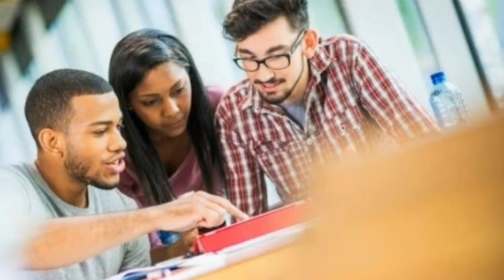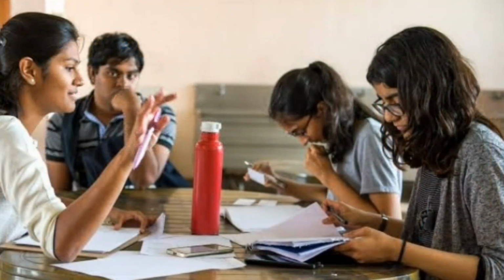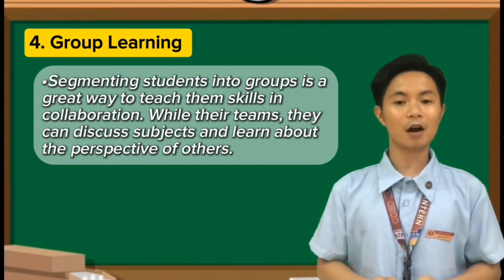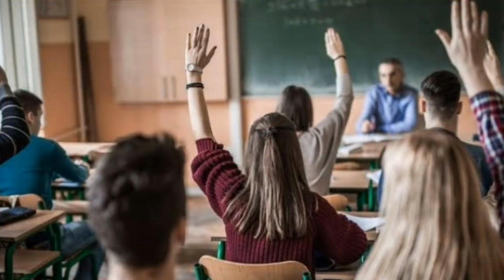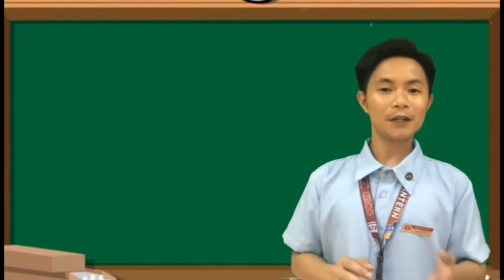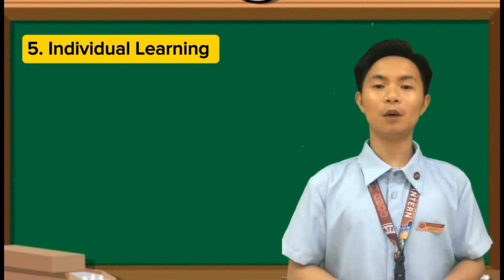Segmenting students into groups is a great way to teach skills in collaboration. While in their groups, they can discuss subjects and learn about the perspectives of others. It's important to encourage both class participation and listening skills so that the students can gain these abilities for the future. The fifth method is individual learning.